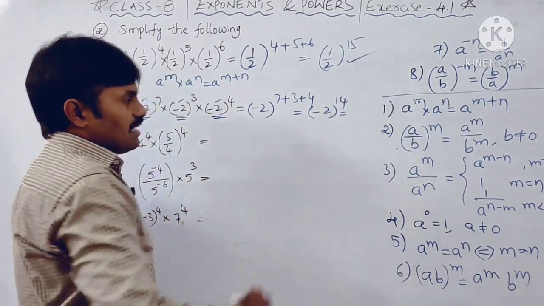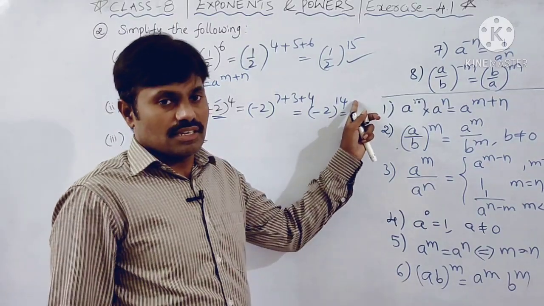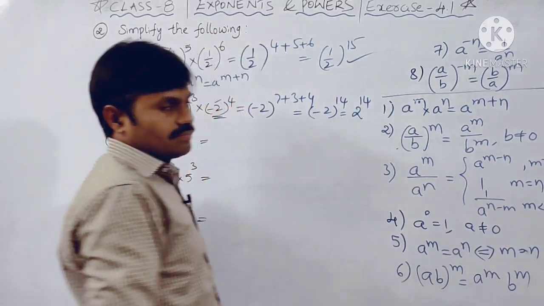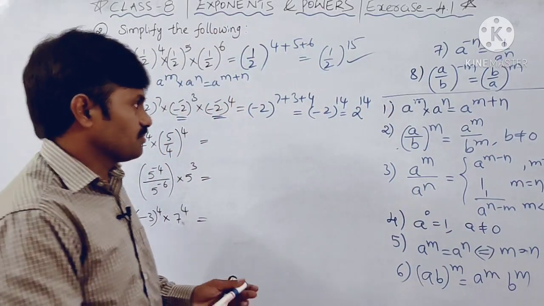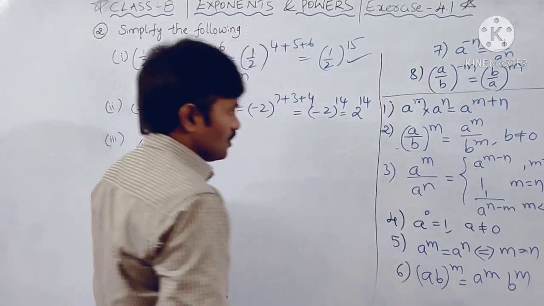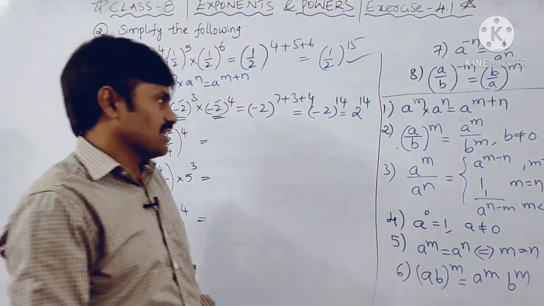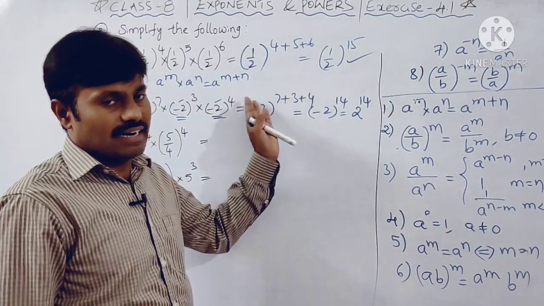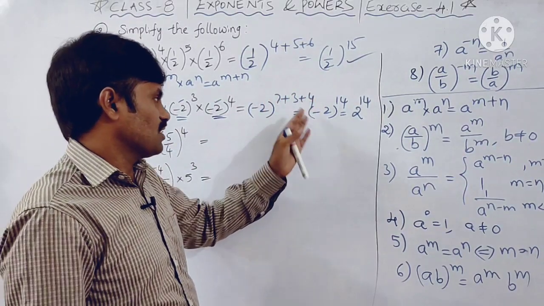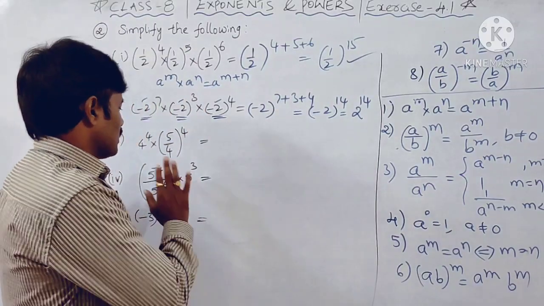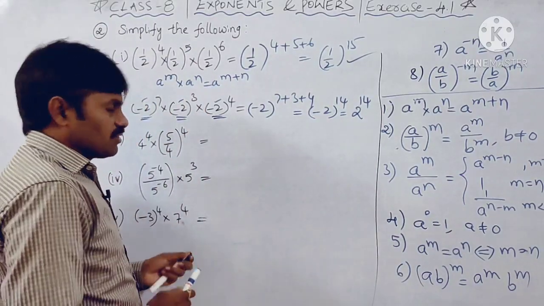Here the negative integer's power is an even number, so the result is a positive integer. So 2 to the power of 14 is the final answer. Clear? Just the bases are equal, so the exponents must be added. 7 plus 3 plus 4 gives (-2)^14. Clear? Very simple.